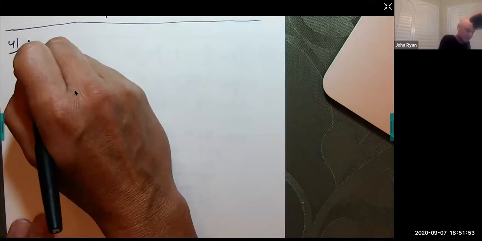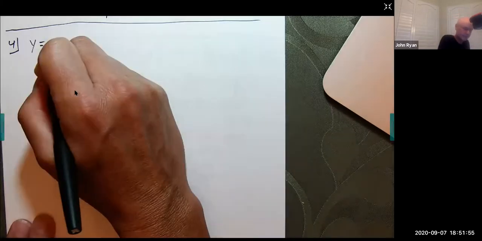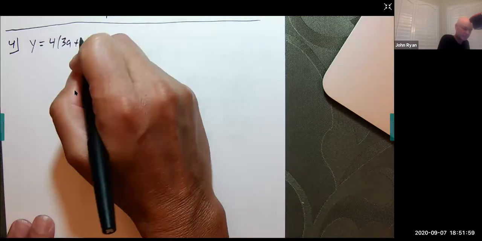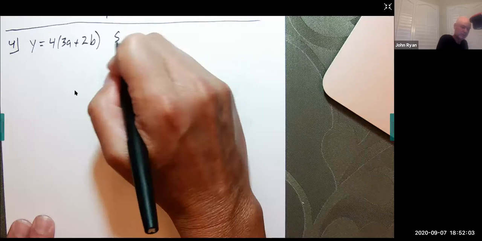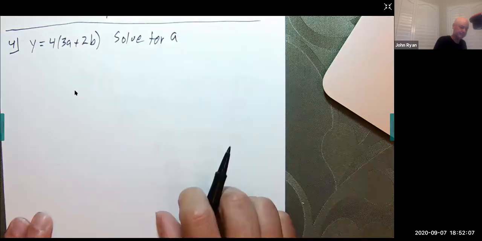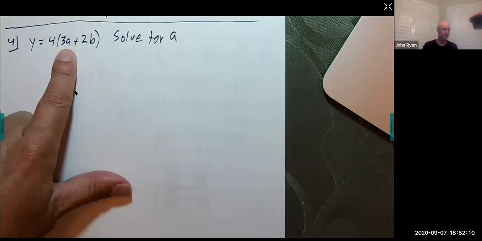Here we have a formula, and we want to solve for a, meaning I want to get that a by itself.